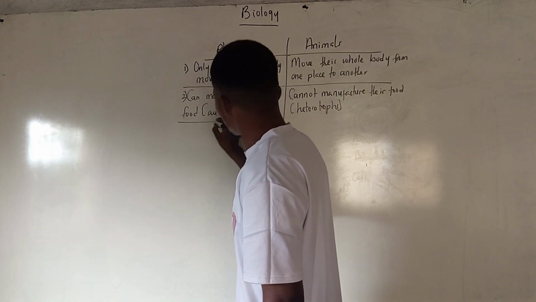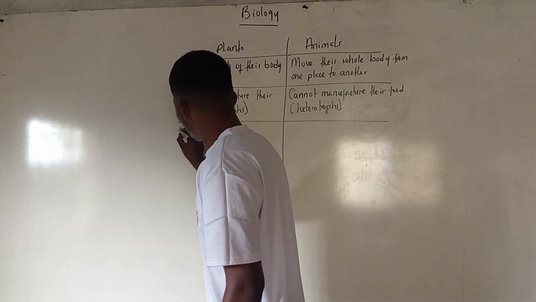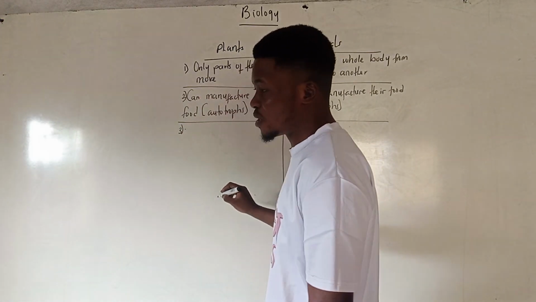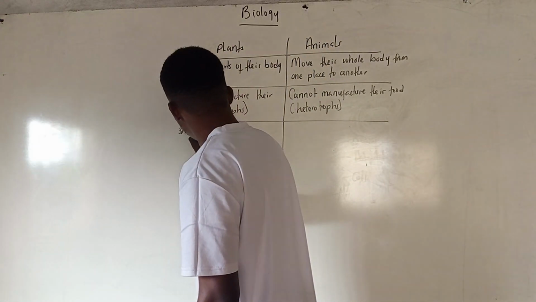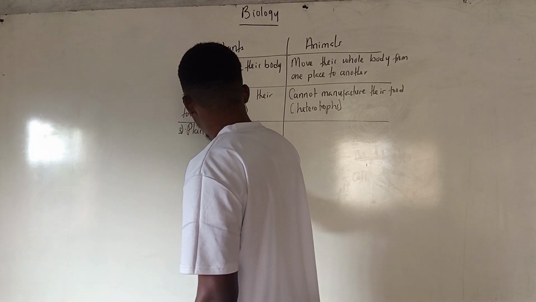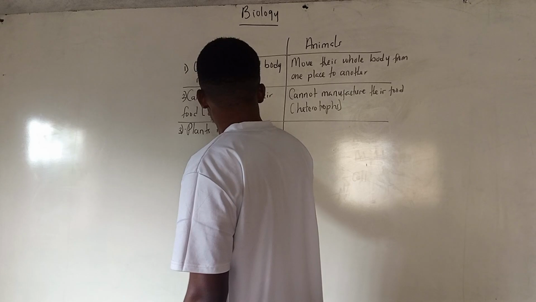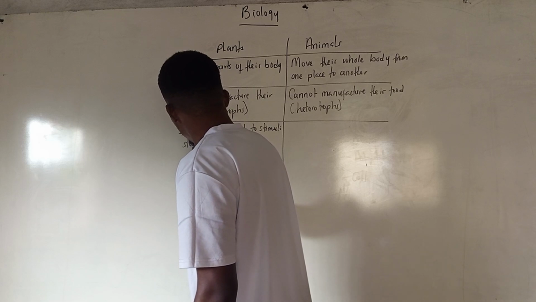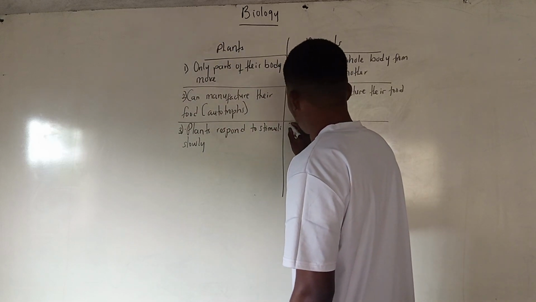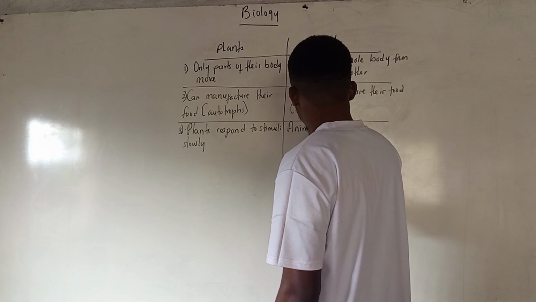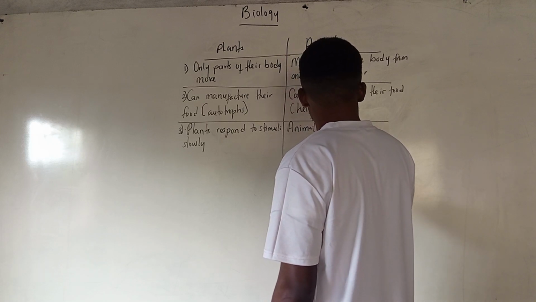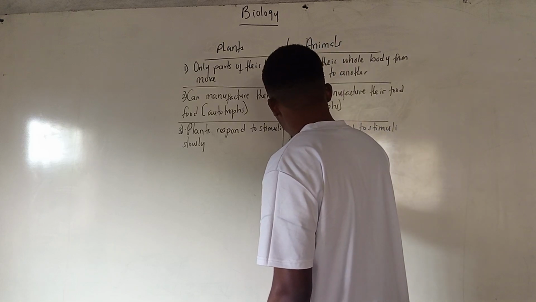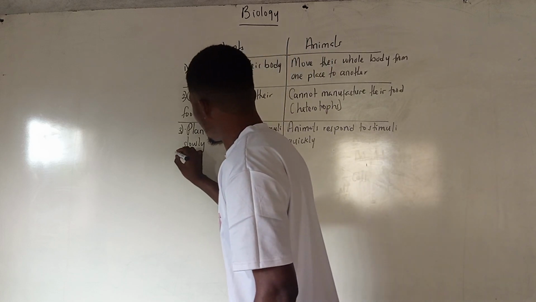Then we have looked at two differences. Then let's look at number three, in terms of irritability, that's the ability to respond to stimuli. So we say plants respond to stimuli slowly. And then here we say animals respond to stimuli quickly. And then we underline.